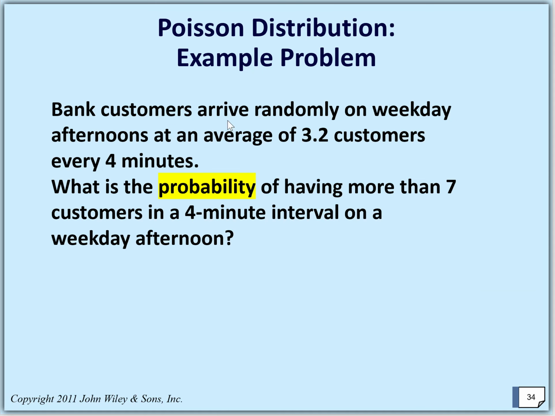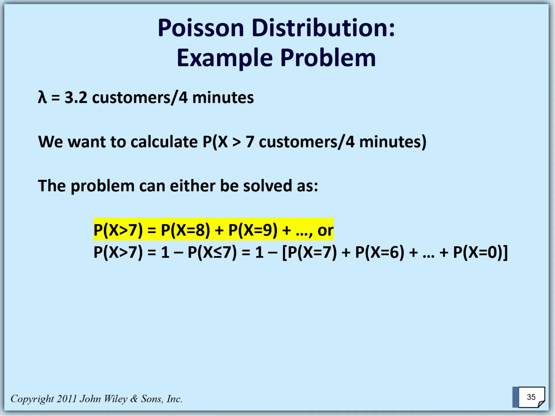So bank customers arrive randomly on weekday afternoons at an average of 3.2 customers. So lambda is 3.2, mean is 3.2 every 4 minutes. What is the probability of having more than 7 customers in a 4-minute interval on a weekday afternoon? So let's calculate that. We know 3.2 customers per 4 minutes. We calculate the probability that x is greater than 7 customers per 4 minutes.